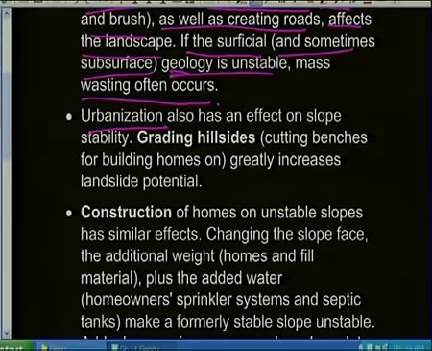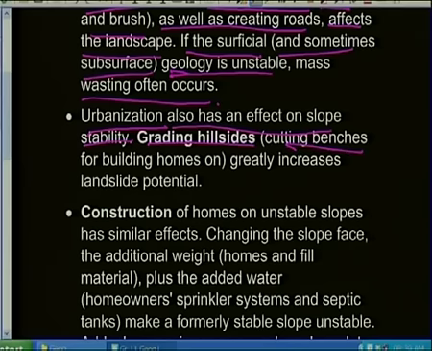Urbanization also has an effect on slope stability. Remember, the construction and rapid urbanization of large areas in our country results in slope instability, especially where construction occurs on these steep slopes. Grading hillsides and cutting benches for building homes greatly increases landslide potential.